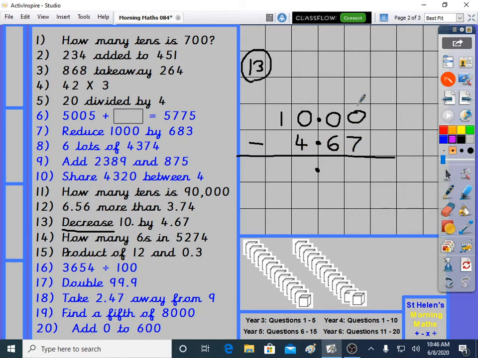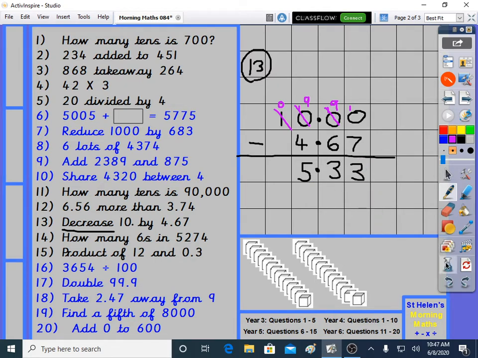Lots of borrowing or taking here. We've got to go all the way across. Just be careful. When you get this last 10, don't cross it out and make it a 9. It stays as 10. 10 take away 7 is 3, 9 take away 6 is 3, 9 take away 4 is 5, and 0 at the front. 5.33. Number bond check on this, because 33 and 67 makes 100. Yeah, 10 take away 4 and a bit was 5 and a bit. That looks okay. Minus makes things smaller usually.